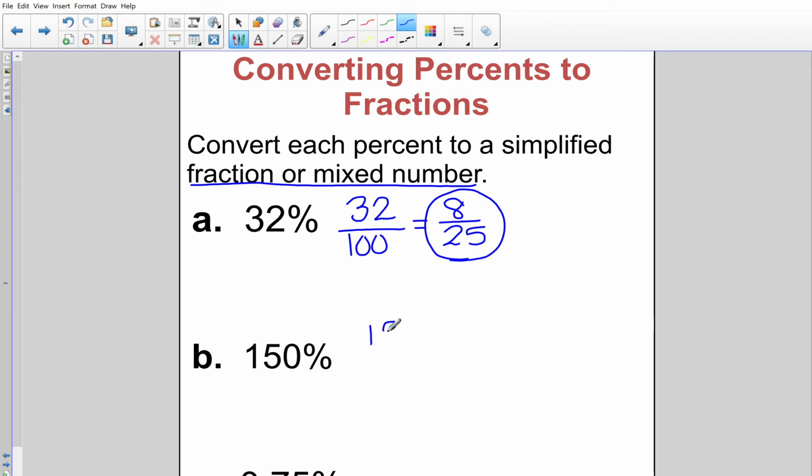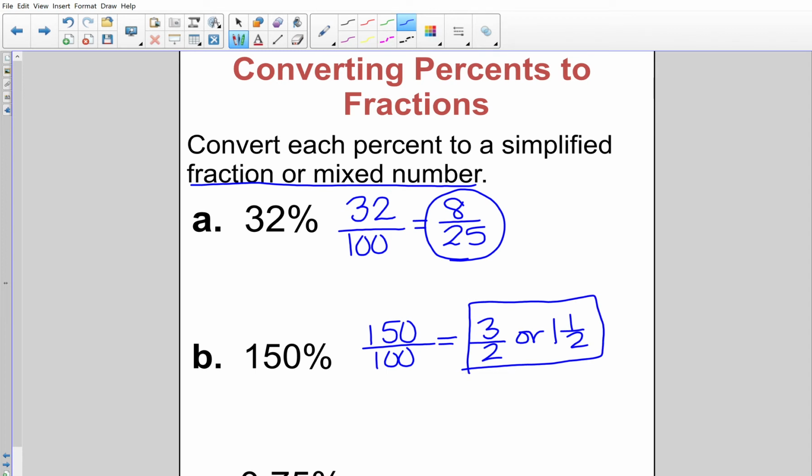So for this one, it would be 150 over 100 because it's per 100. And then if I reduce this, I end up with 3 over 2. Or because it says a fraction or a mixed number, I could have 1 and 1/2. But again, we're dropping that percent. We're just writing it as a fraction, reduced.